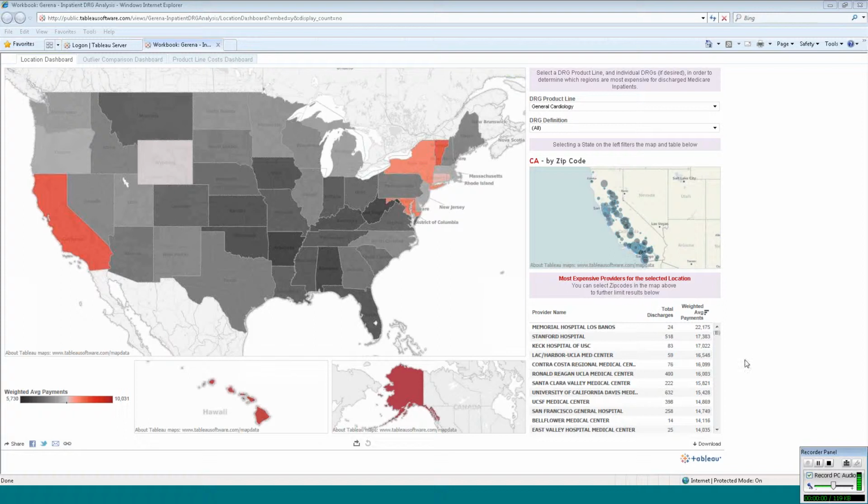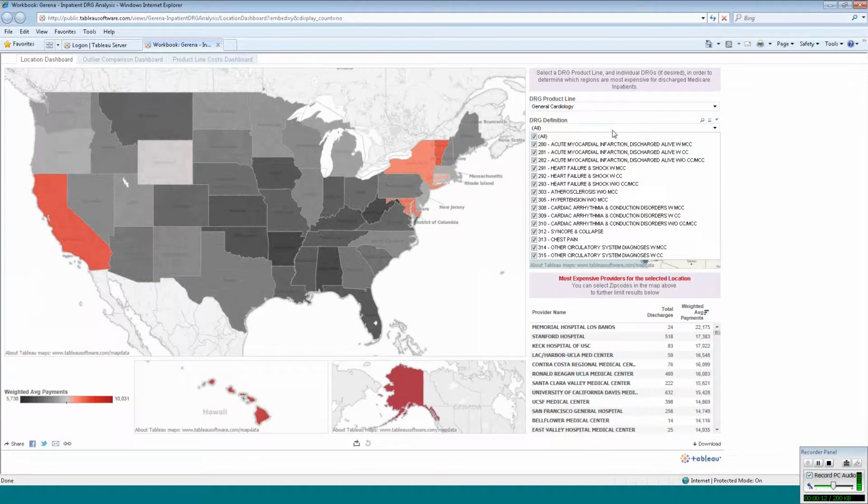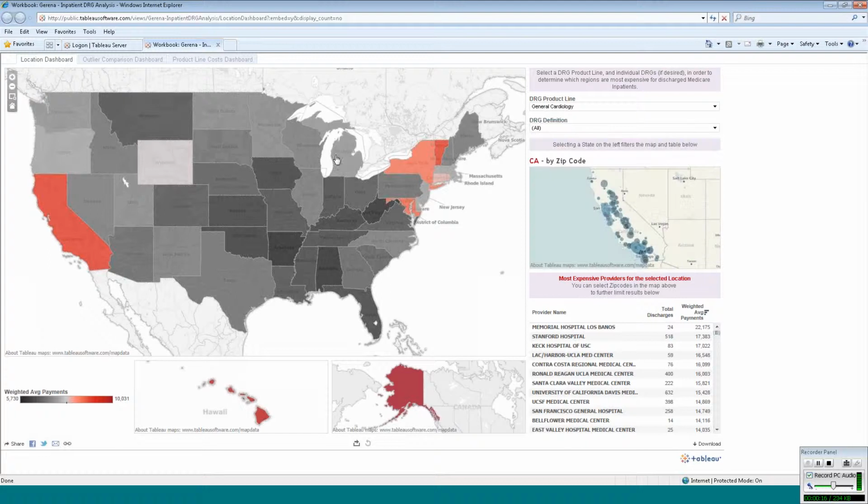I've enriched the original data set to align individual DRGs to their respective product lines. So here I'm looking at general cardiology product lines, which are naturally comprised of individual cardiac-related DRGs. The first dashboard lets the users look at this information geospatially.